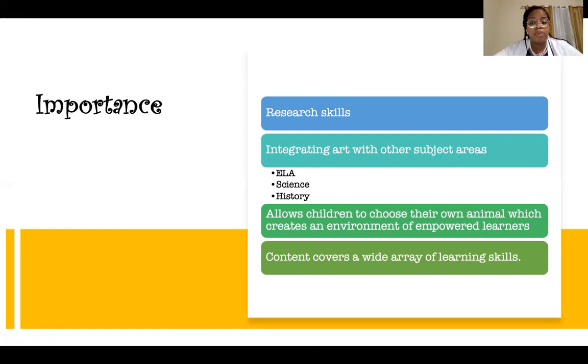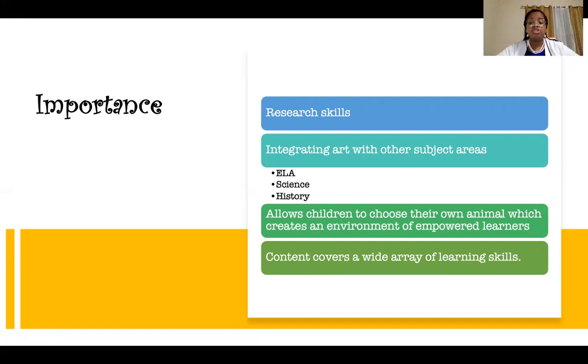And you can integrate art with other subject areas. In ELA, they can read about it and write about their animal. Science, animals are science, and history. Again, they can see down the line when these animals came about, where they came from, and how people in the past used them, all those things.